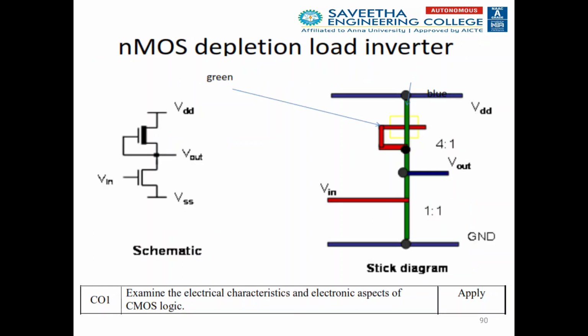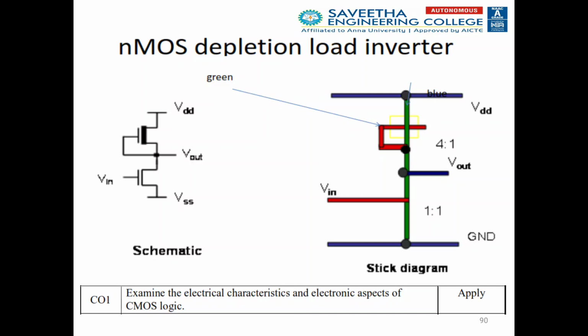So the example is the NMOS depletion load inverter. On the left hand side we can view the schematic of the NMOS depletion load inverter. Here the NMOS source should be connected to ground or VSS and the input VGS should be connected to VIN. The NMOS drain should be connected to Vout. In the load transistor, the source should be connected to VDD or power, the gate should be short circuited to Vout, and the drain should be connected to Vout.